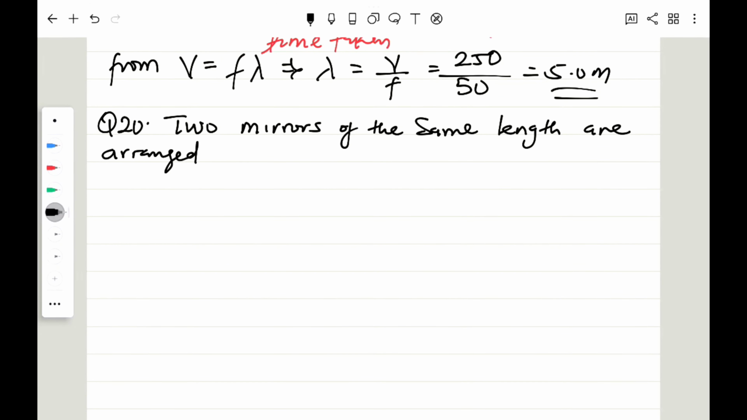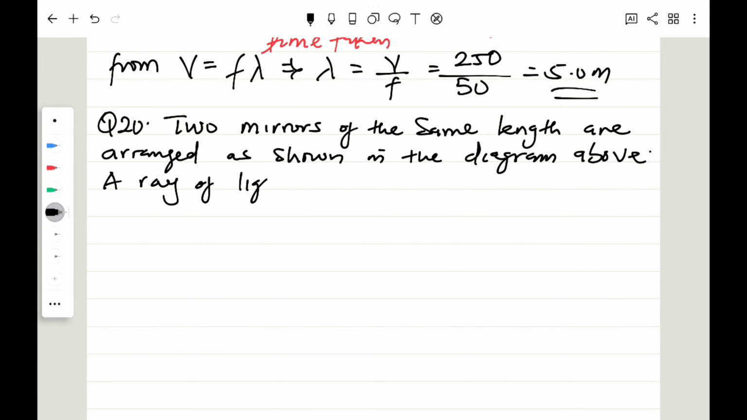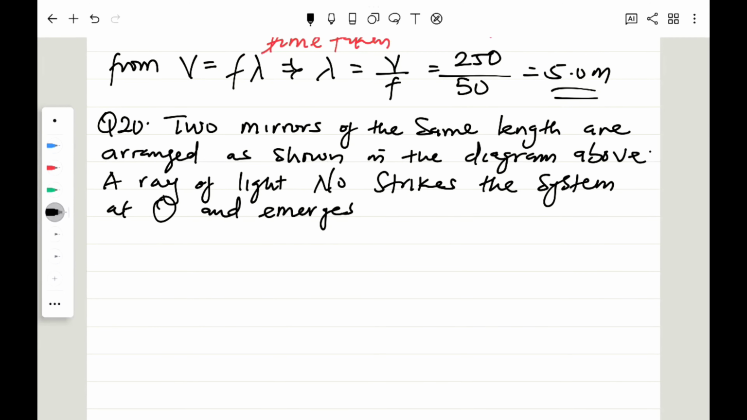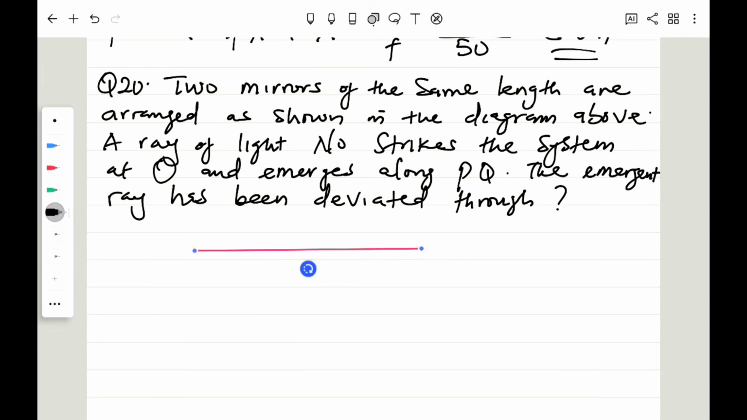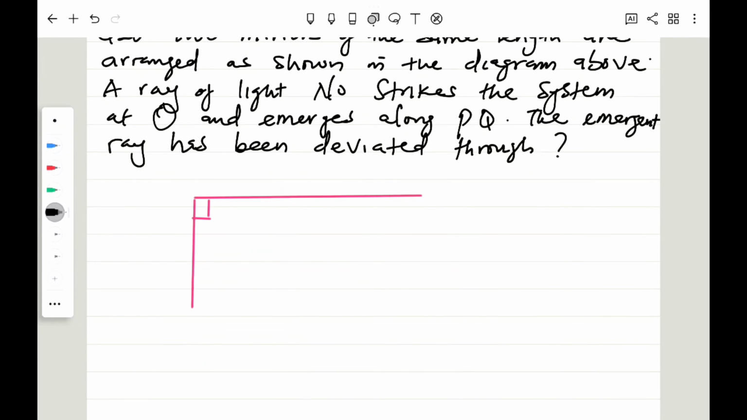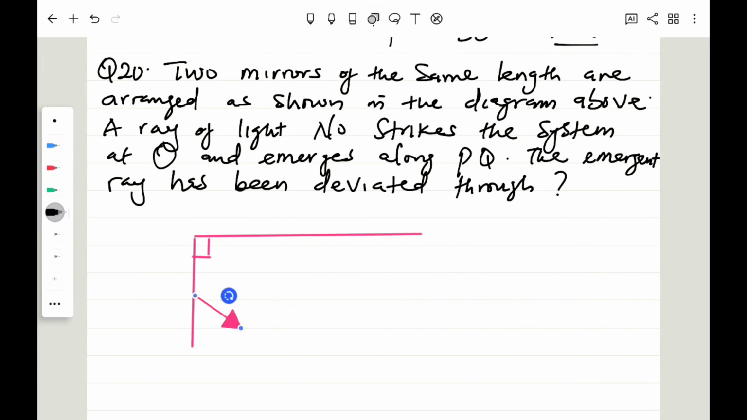Two mirrors of the same length are arranged as shown in the diagram above. A ray of light NO strikes the system at O and emerges along PQ. The emergent ray has been deviated through how many degrees?